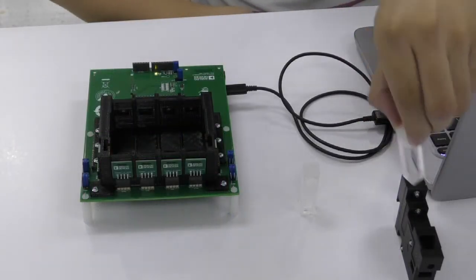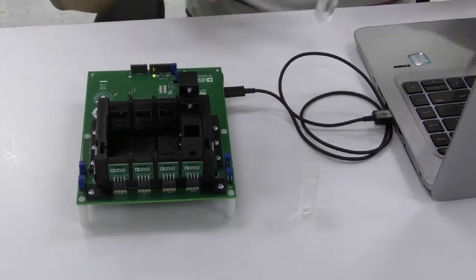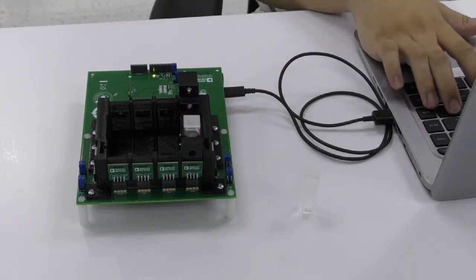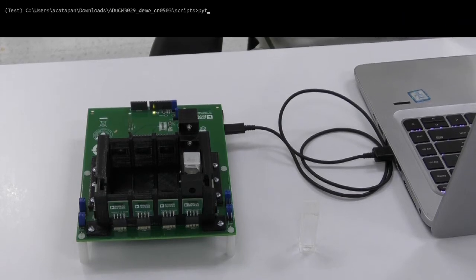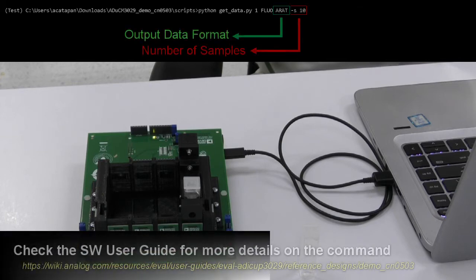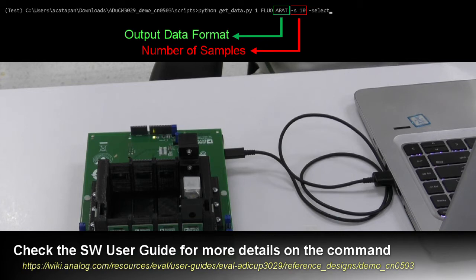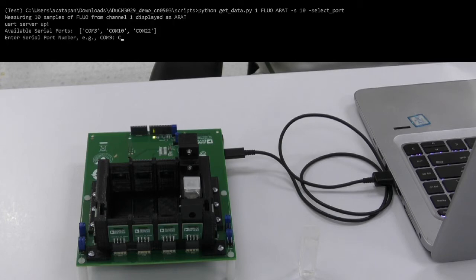Now we'll measure the fluorescence of tonic water. Mount the cuvette holder to CN0503's channel 1 and insert the cuvette with the tonic water sample. Now that everything is set up, we can perform measurements using this command. The script allows us to specify the output data type and the number of samples to read. For this demo, we'll be using the absolute ratio output of the two input intensities with 10 samples. There are other output data types, and the link below to the wiki user guide will discuss them in detail.